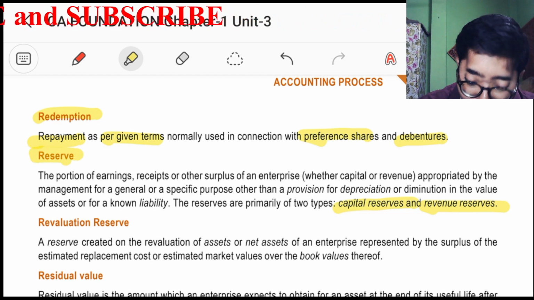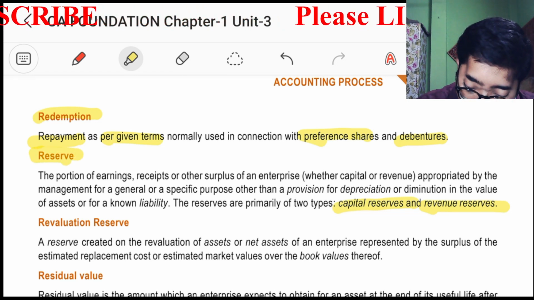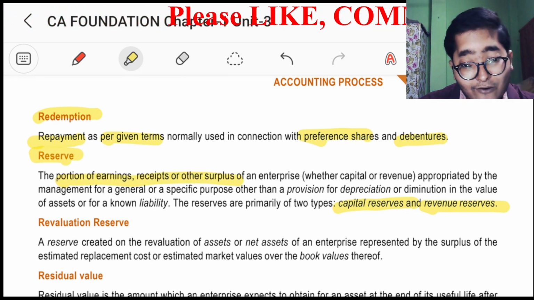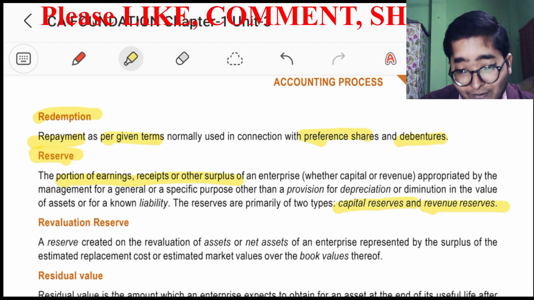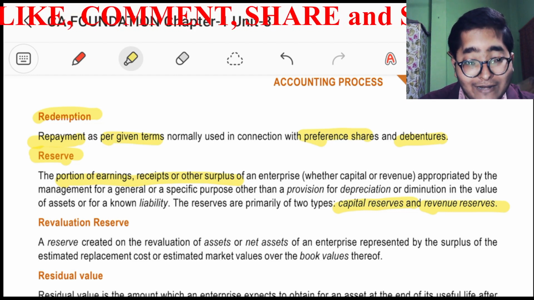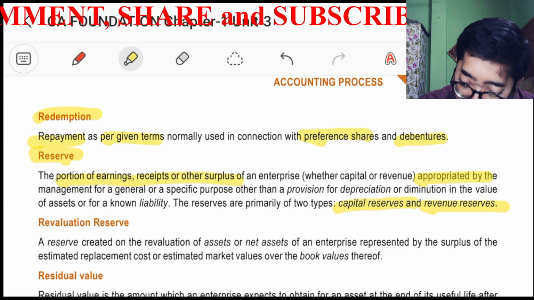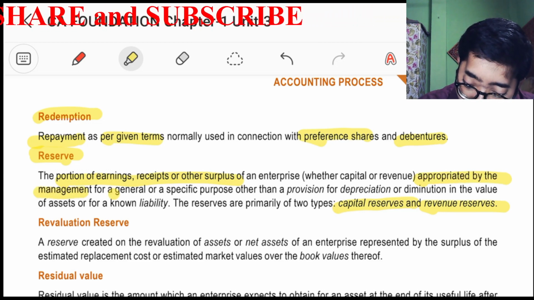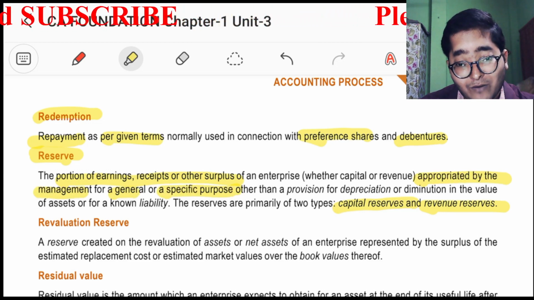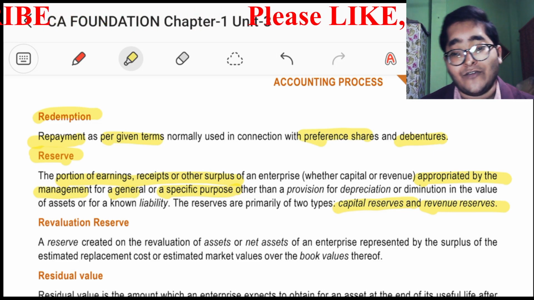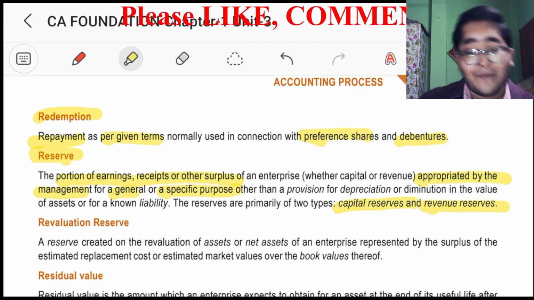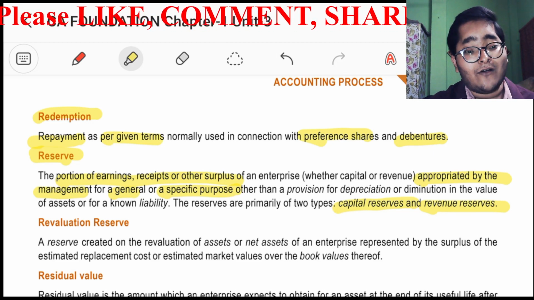So what is a reserve? Reserve is the portion of earnings, receipts or surplus of an enterprise appropriated by the management for general or specific purpose, other than provision for depreciation or diminution in the value of assets or liability.